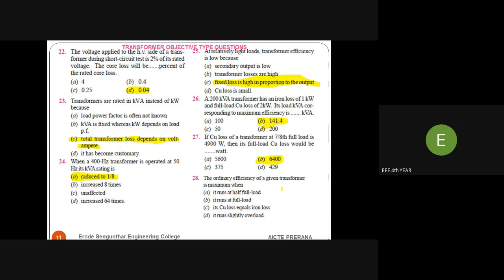Ordinary efficiency of a given transformer is maximum when the copper loss is equal to iron losses. Definitely the copper losses equal the iron losses. So that is the condition for maximum efficiency.